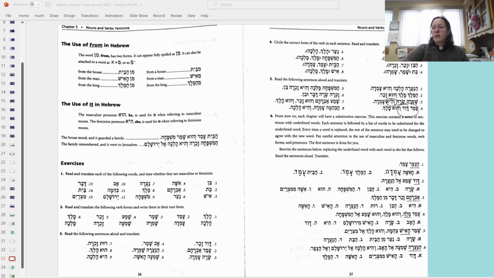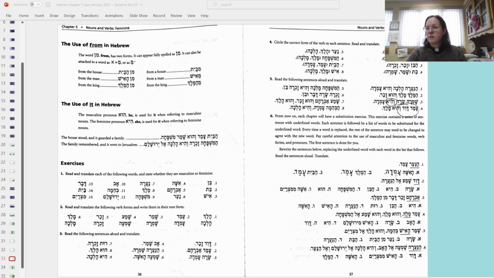And then they go down to the use of it. The masculine pronoun "hu" is used for "it" when referring to masculine nouns. The feminine pronoun "hi" for "she" is also used for "it" when referring to feminine nouns. So context is important when one reads the Hebrew in the Old Testament as to what the "it" is referring to, because you have to look at the sentence and the words that are surrounding that. So they give examples.